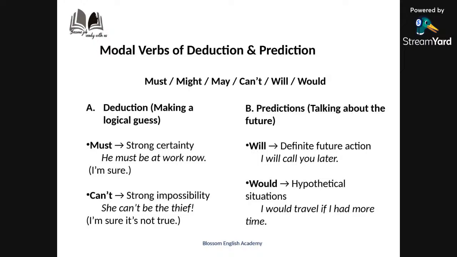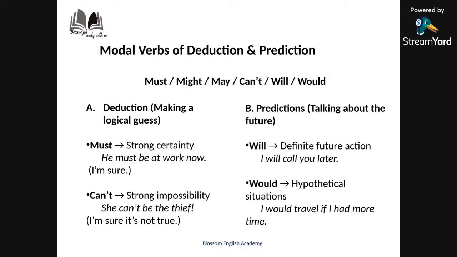And can't is used to say that there is a strong impossibility. "She can't be the thief," which means you are pretty sure that she is not the thief. The possibility of that action happening is 99.99% not true. That is what it means when we say strong impossibility.